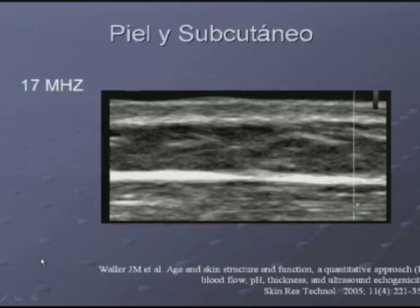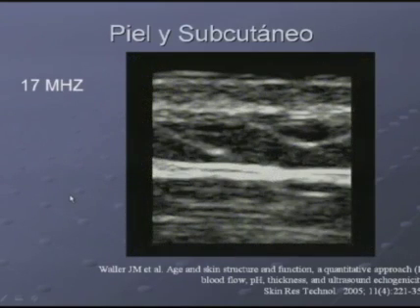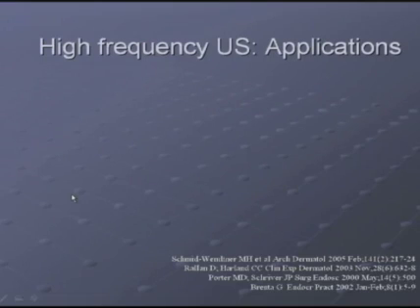With a 17 megahertz transducer, we can obtain a better definition of the same structures. Again, here we have the very superficial area of the dermis. We can also see some areas of the epidermis here. We can observe the basal layer, and subcutaneous tissue again, aponeurosis and muscular field. It's important to have the proper frequency to make these applications.